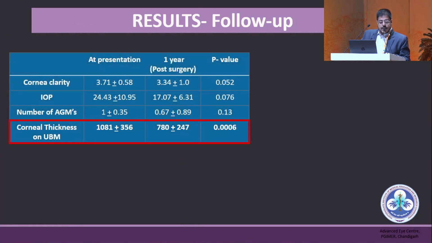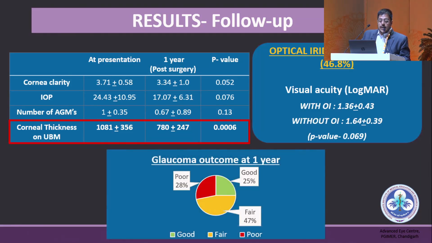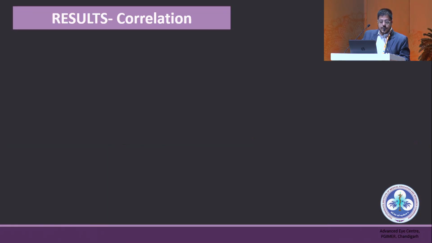Coming to the follow-up results, we can see that the cornea clarity, intraocular pressure, and number of anti-glaucoma drugs decreased significantly at 1 year after surgery, while there was a significant decline in corneal thickness on UBM. The p-value was significant. We also did optical iridectomy in 15 of these eyes, and the eyes with optical iridectomy had a better visual acuity than eyes without optical iridectomy, but the p-value was not statistically significant. The glaucoma outcome at 1 year was graded as good, fair, and poor, with 25% of eyes having good outcome, 47% having fair outcome, and 28% having poor outcome.